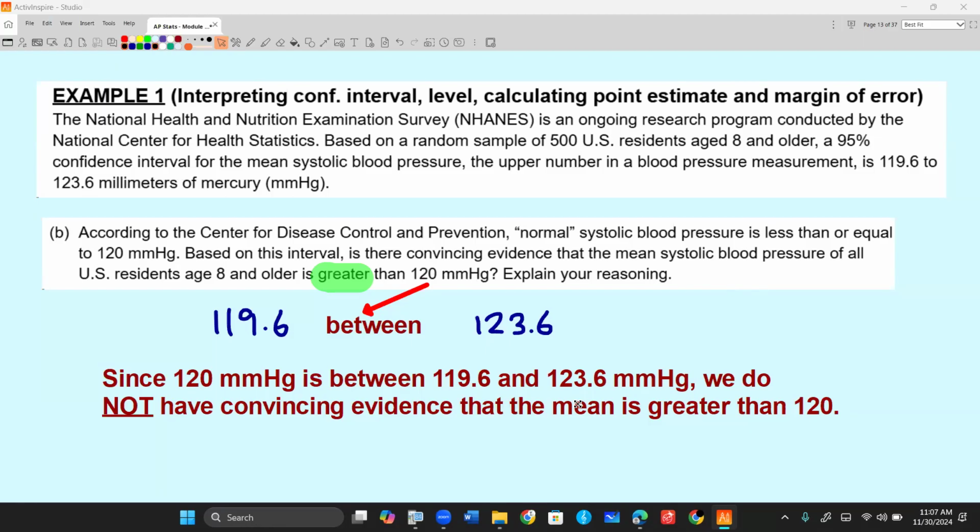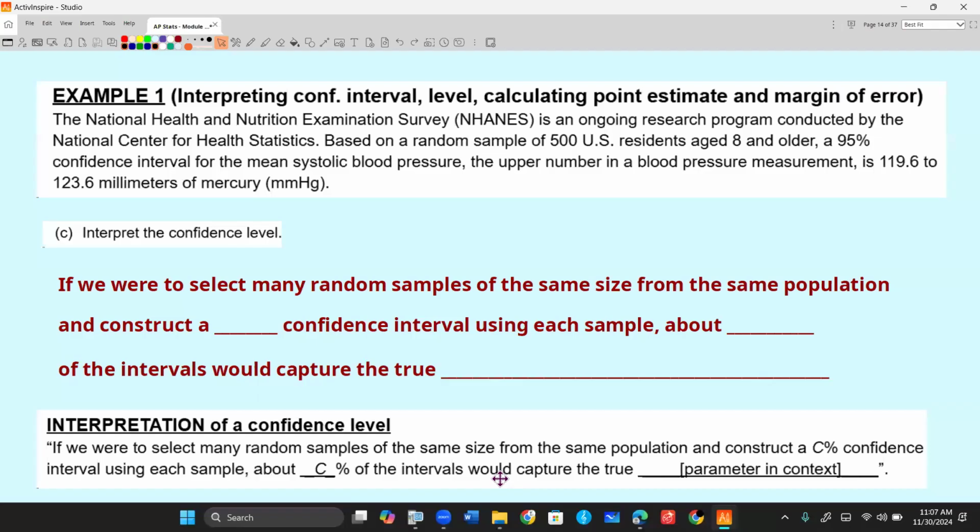Part C. Interpret the confidence level. This is the one a lot of people struggle with. And so think back to the activity we did when we were capturing many, many, many intervals. The way that you want to interpret that is going to usually be the same, and there's not a lot of variation in how you write it.